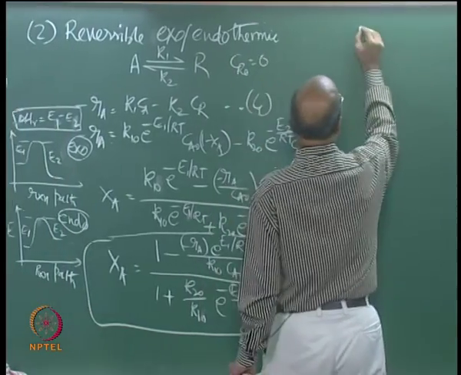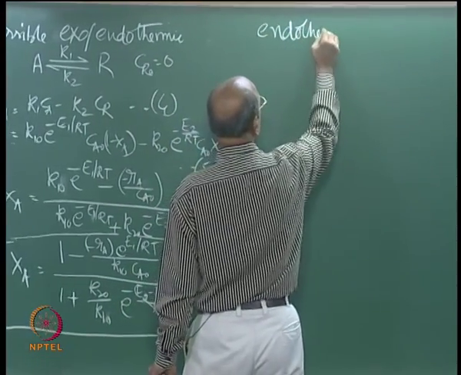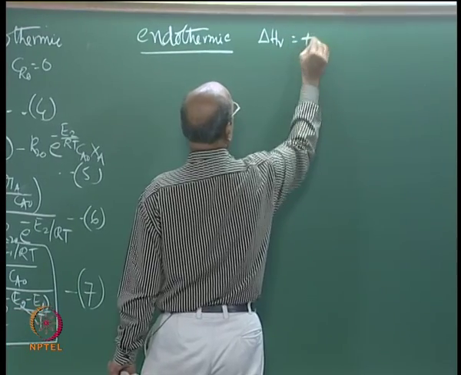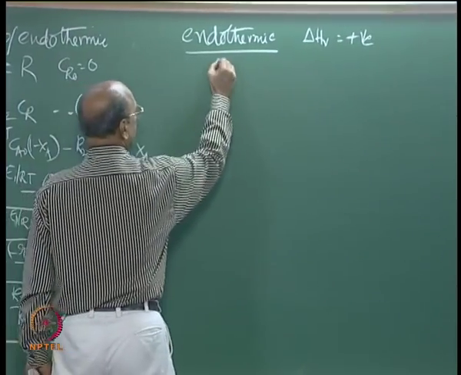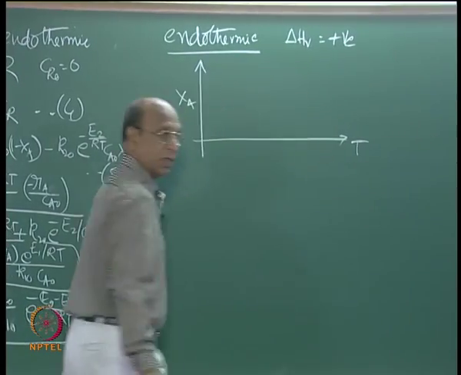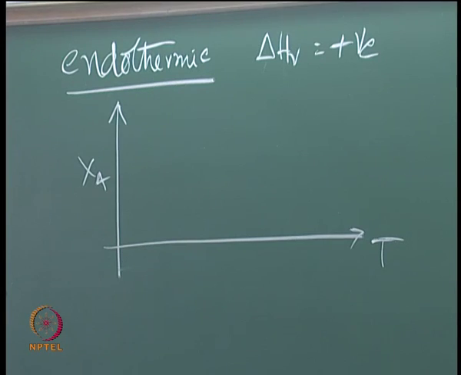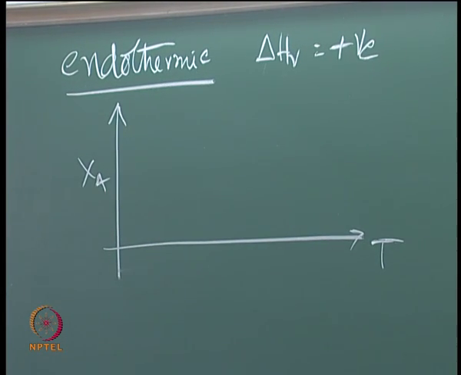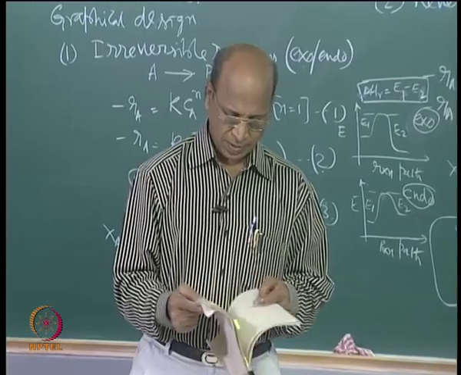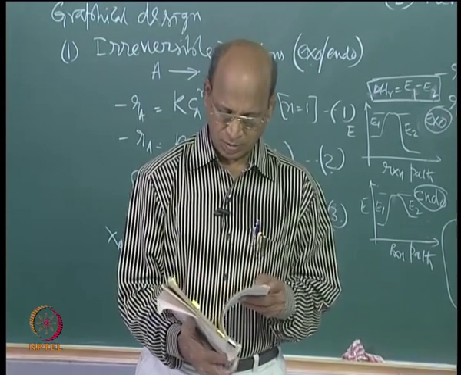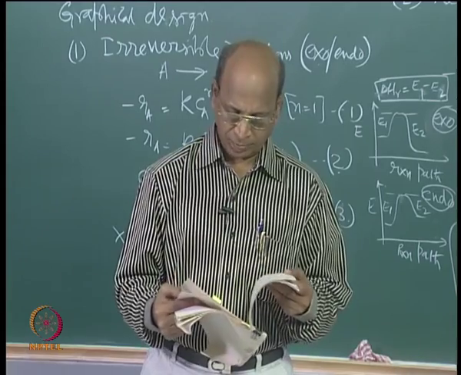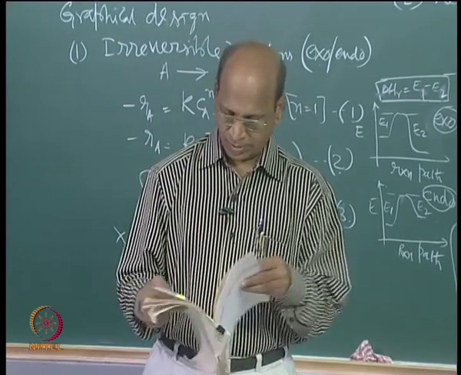This is case 2. Delta HR is positive. Good, yeah. So what kind of graph will I get if I want to plot? Again, the same thing, XA versus T. This is the question which I asked you a long time back in the 0th exam. Tell me, how do I draw that? Decrease. So how do I draw it? As the conversion decreases.